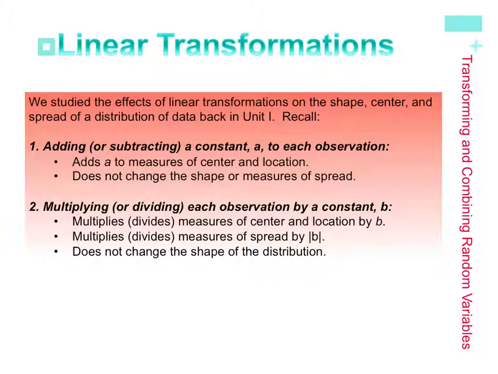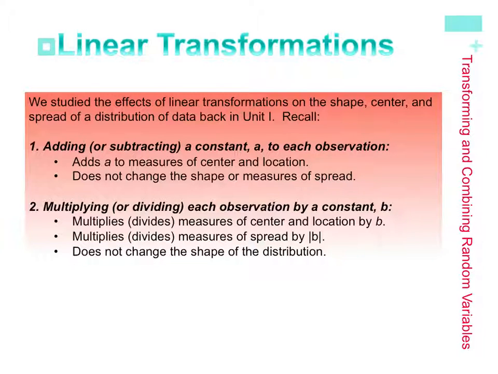So we did see that when we added or subtracted a constant A to each observation, you add A to measures of center and location, and it does not change the shape or the measures of spread. But when you multiply or divide each observation by a constant, you multiply measures of center and location, and you multiply measures of spread. It also, though, does not change the shape of the distribution.